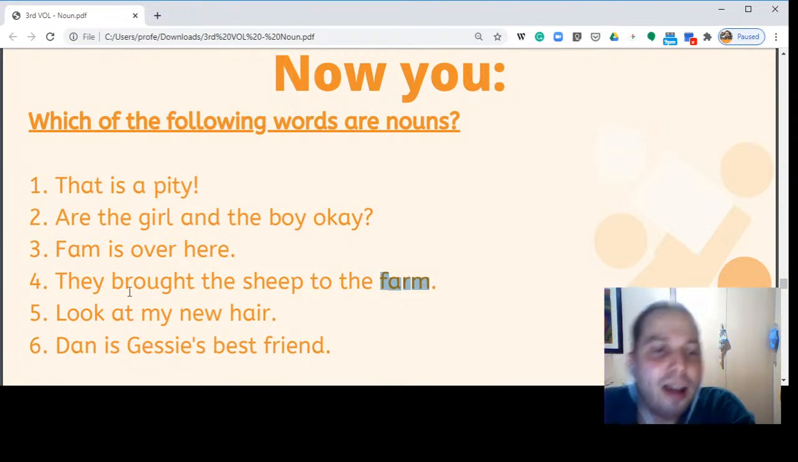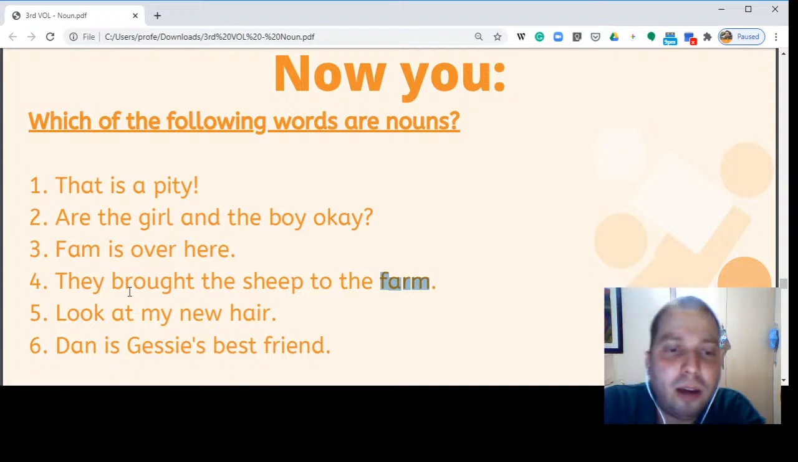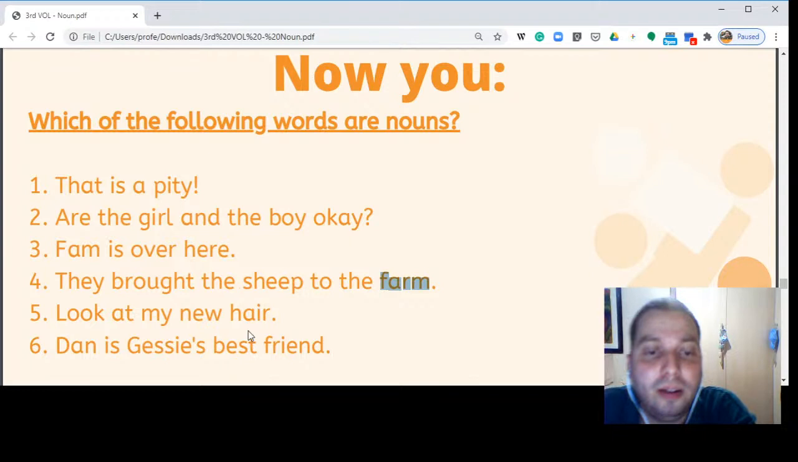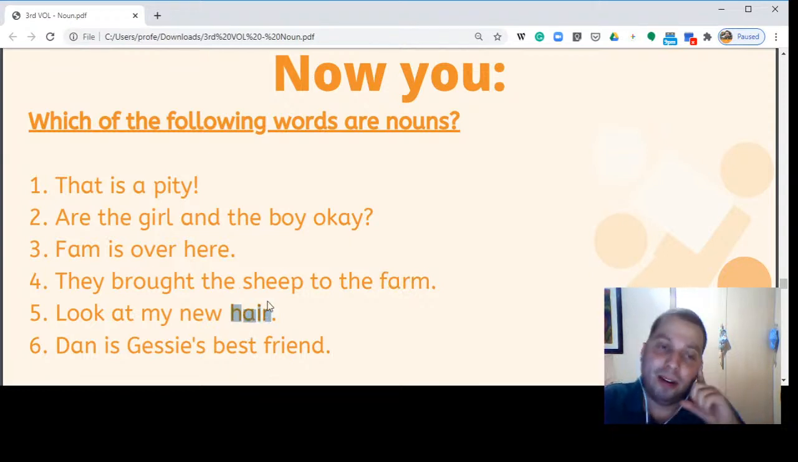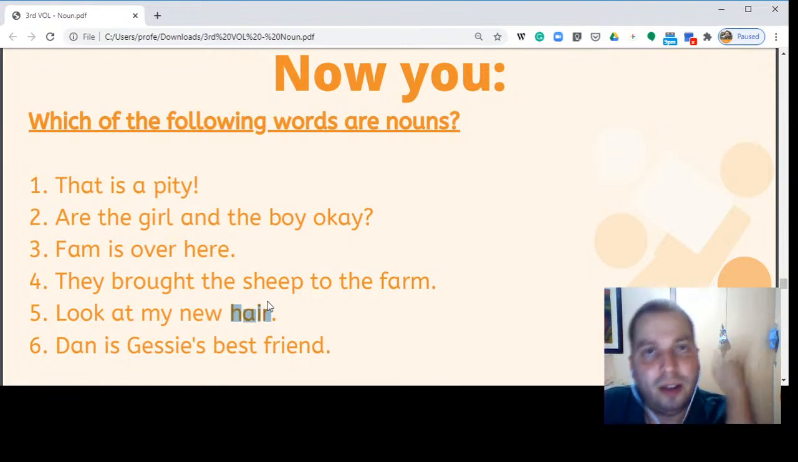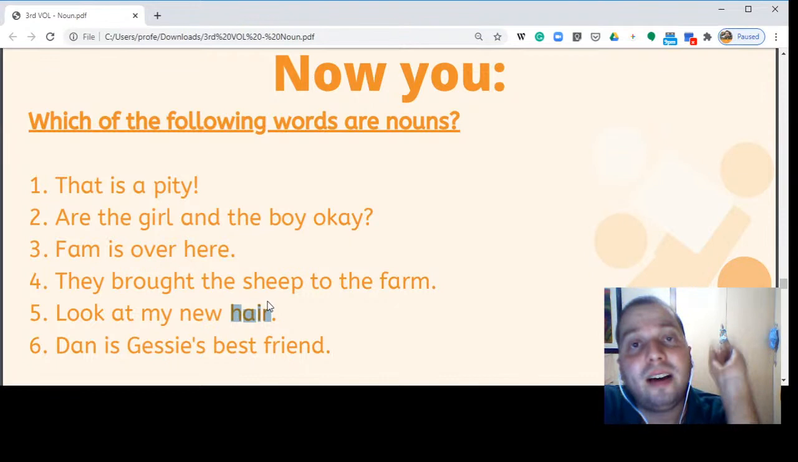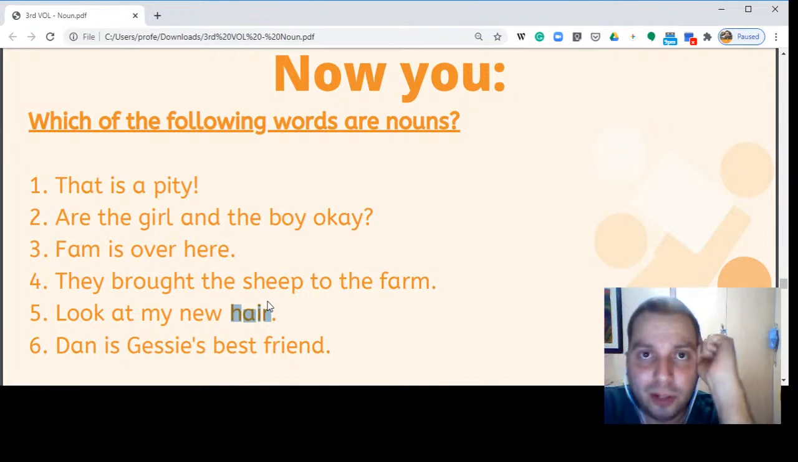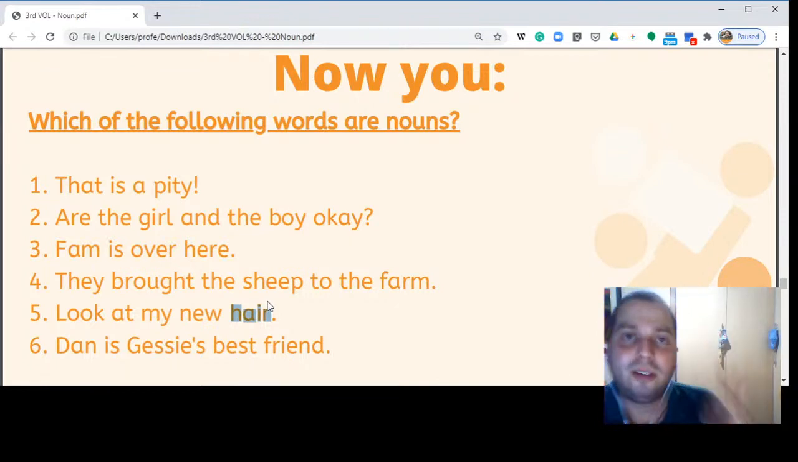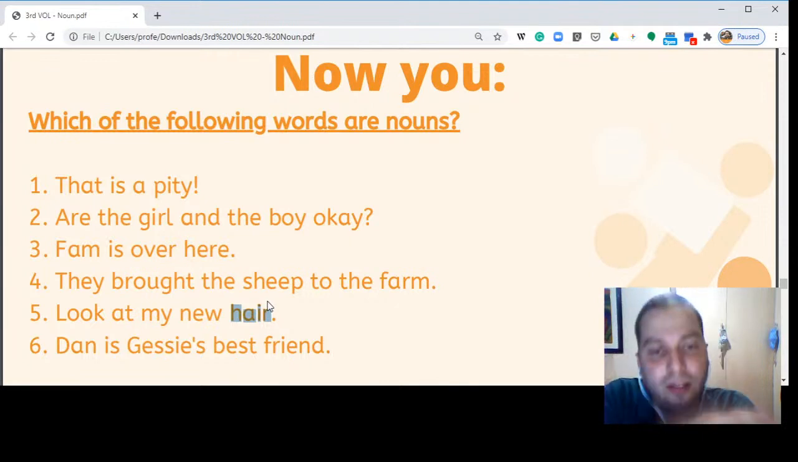Look at my new hair. Okay, so look at my new hair. In this case, hair is a noun. Okay, and remember, new. We saw it during the last class that it's an adjective. Okay, don't forget the last class. New is an adjective, and hair is a noun.